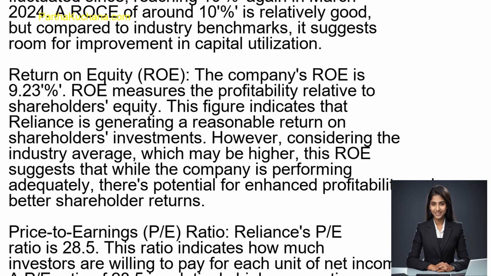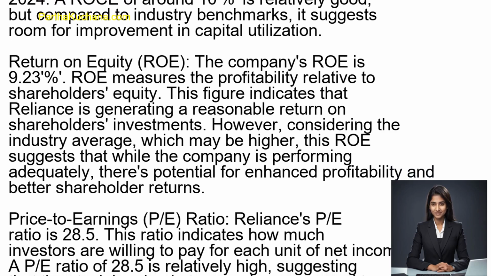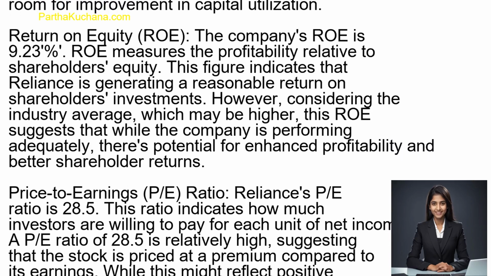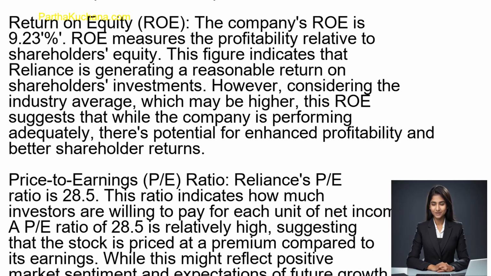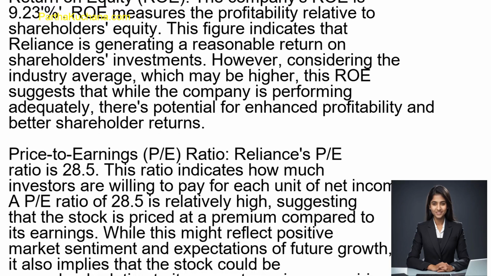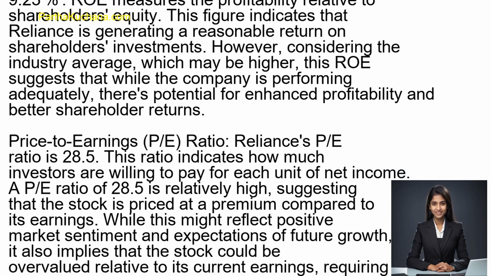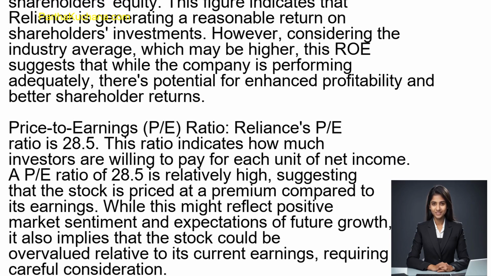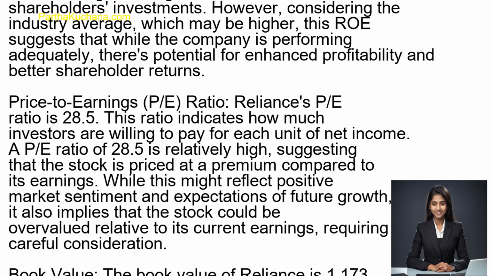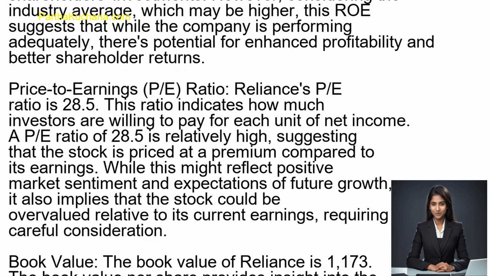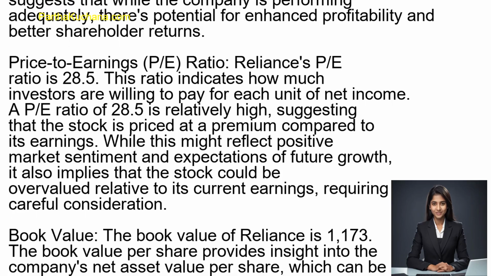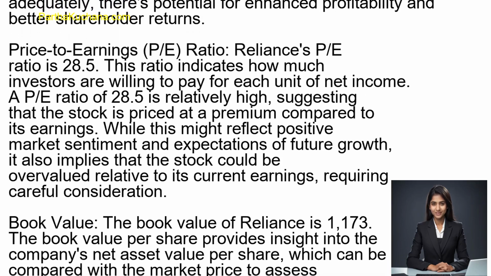Price to earnings, PE, ratio. Reliance's PE ratio is 28.5. This ratio indicates how much investors are willing to pay for each unit of net income. A PE ratio of 28.5 is relatively high, suggesting that the stock is priced at a premium compared to its earnings. While this might reflect positive market sentiment and expectations of future growth, it also implies that the stock could be overvalued relative to its current earnings, requiring careful consideration.